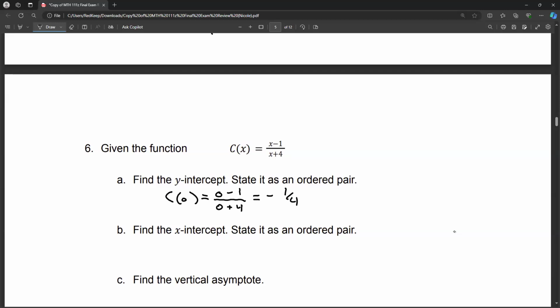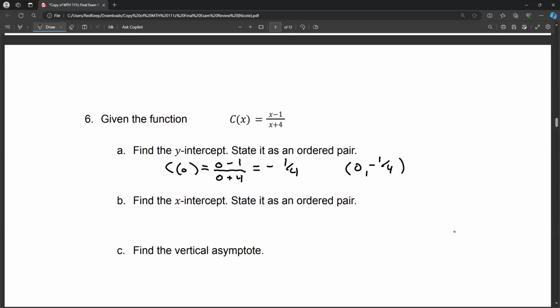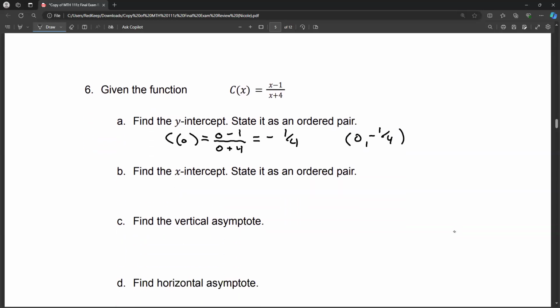And stating this as an ordered pair, we saw if I plugged in 0 for my x value, the output was -1 over 4. Next, in part B, they're asking us to find the x-intercept and state it as an ordered pair. So again, this implies if I'm on the x-axis, my y is equal to 0. So we run into setting this equation c of x, which is x minus 1 over x plus 4, equal to 0.